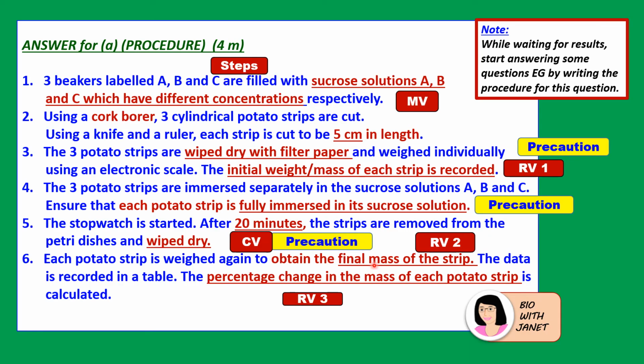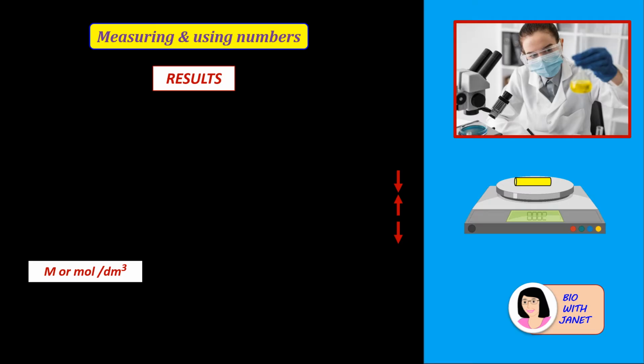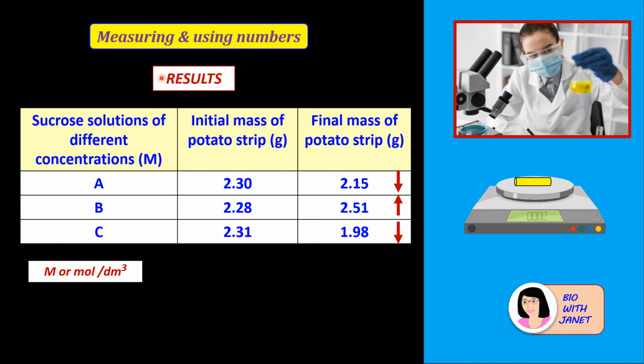Okay, and I will consider the change in mass and/or the final mass of the strip as the sub responding variable that we find in the lab, and from there we calculate the main one, which is the final responding variable, which is the percentage change in mass. Okay, now let's say you have done the experiment and now you have tabulated your results. So this will test your skill of measuring and using numbers.